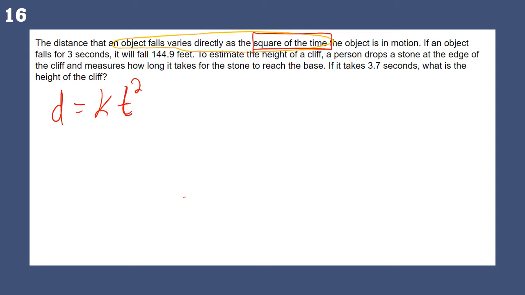So they've given us a formula to use. They then tell us the situation. They say if an object falls for 3 seconds, so that's situation 1, t equals 3, then it says it will fall 144.9. So we can say d equals 144.9 feet.